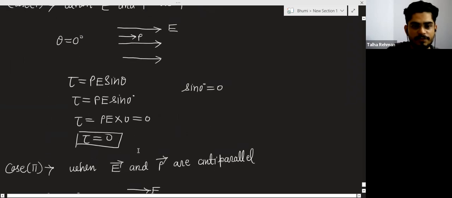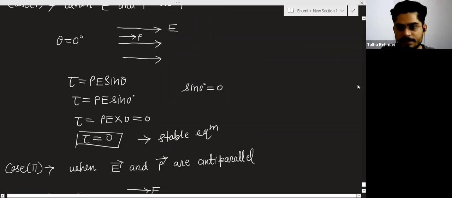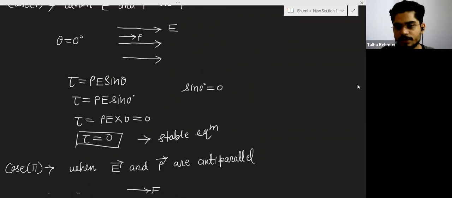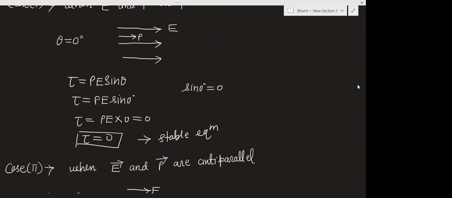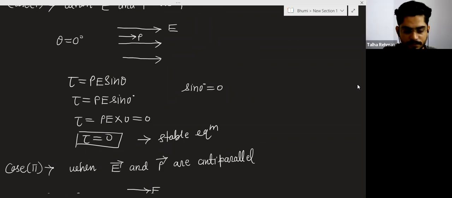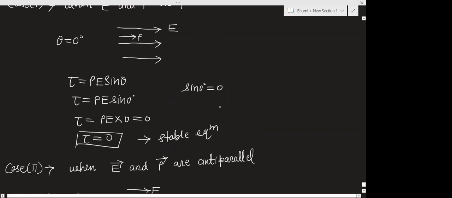And this is the case of stable equilibrium. Bhumi, do you remember we have discussed the three types of equilibrium: stable equilibrium, unstable equilibrium, and neutral equilibrium? Yes, sir.